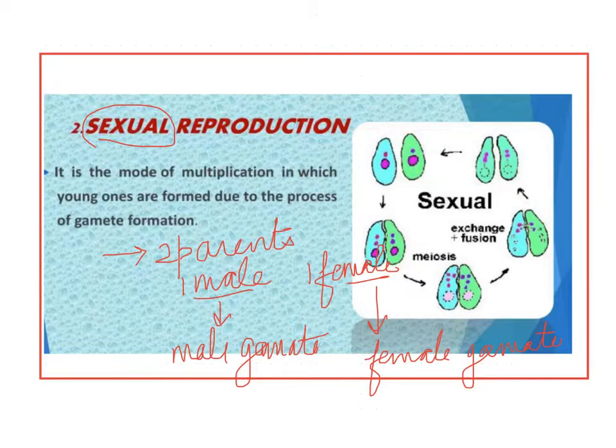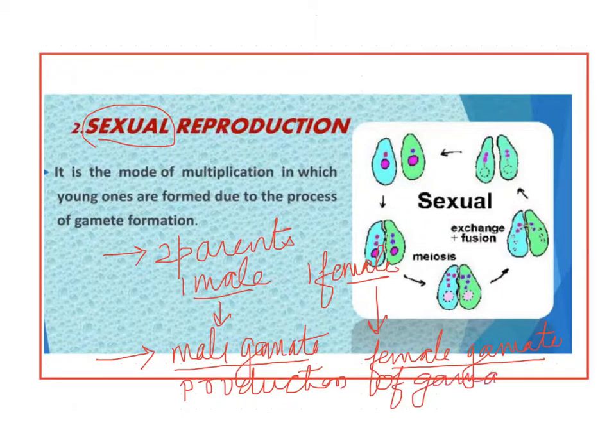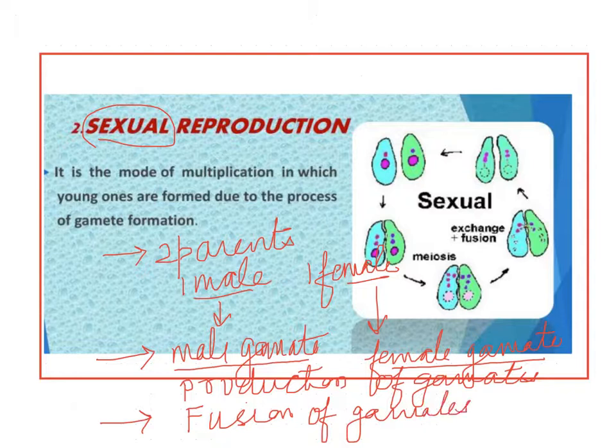Now, since there are two parents in case of sexual reproduction, male will produce the male gamete, female will produce a female gamete. So this means there is a production of gametes. तो यहाँ पर production of gametes होगा, right? And third, you will have fusion of gametes also. So fusion of gametes भी होगा. And fusion of gametes we call fertilization.